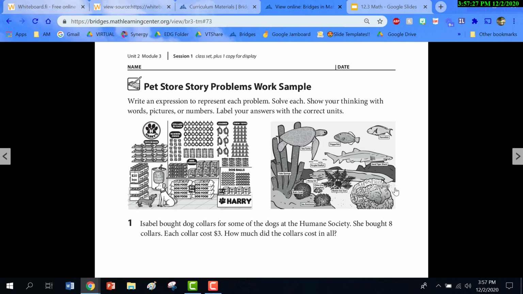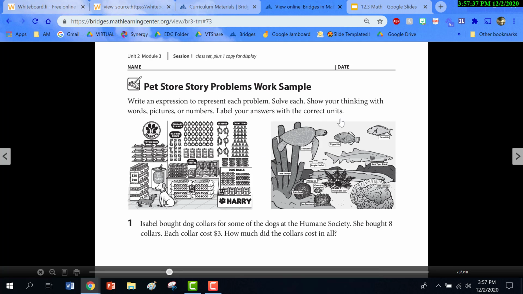Number 1. Isabel bought dog collars for some of the dogs at the Humane Society. She bought 8 collars. Each collar cost $3. How much did the collars cost in all? So we read it. Now what we're going to do is we're going to figure out what to do with this information.